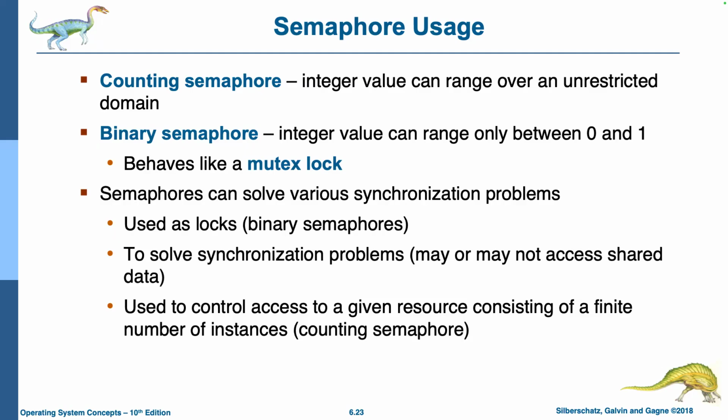Semaphores can also solve various synchronization problems. Use that lock and solve many other problems, like the bounded buffer, producer and consumer that we discussed at the beginning, and control the access of a given resource with a finite number of instances. The semaphore number can be used to count the number of resources.